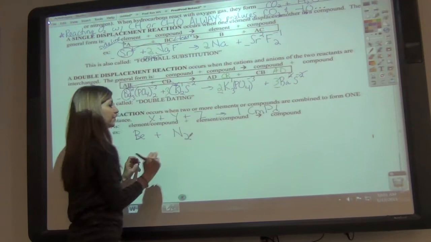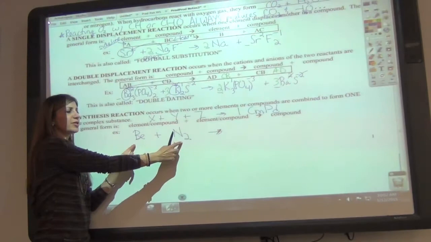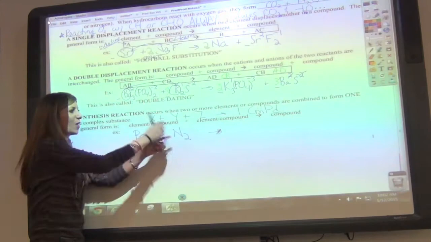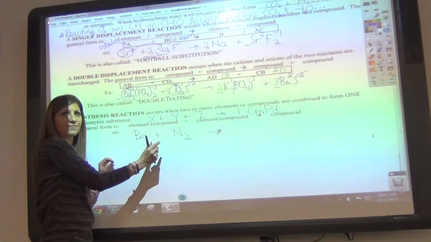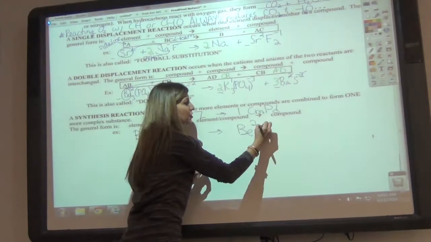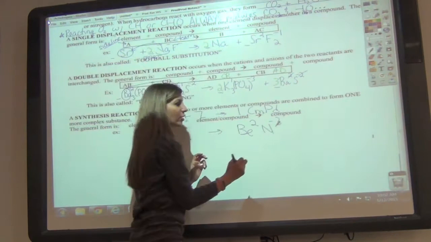Okay. If you ever get two elements, the only thing you can do with two elements, because if you switch them, then you didn't have a reaction. You just swapped them, and you're going to get N2 plus Be, and that's not anything new, okay? So the only thing you're going to do if you have a reaction with two elements is put them together, okay? When you put them together, make sure you do positive first. So beryllium's going to get written first, Be with a plus two, and then you're going to find nitrogen on your periodic table, and what's nitrogen's charge? Negative three. So when I crisscross, I get Be3N2.